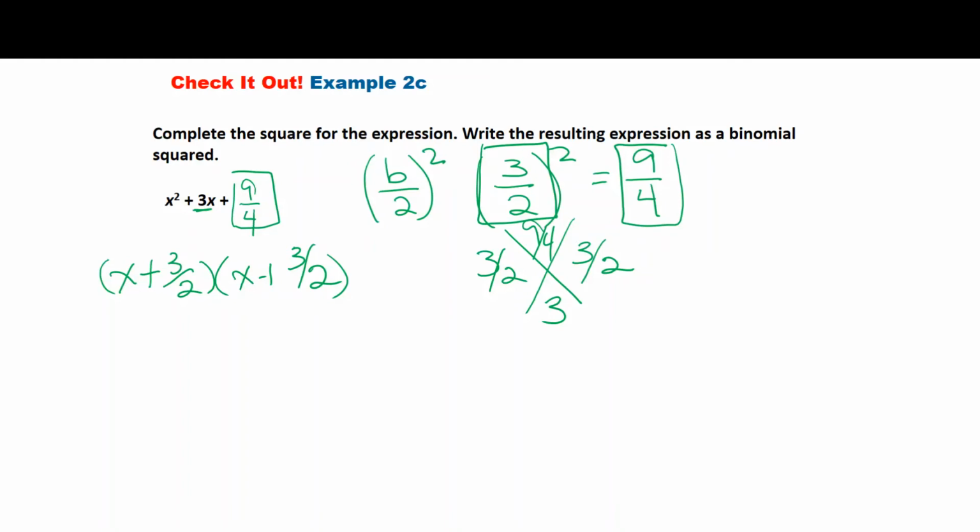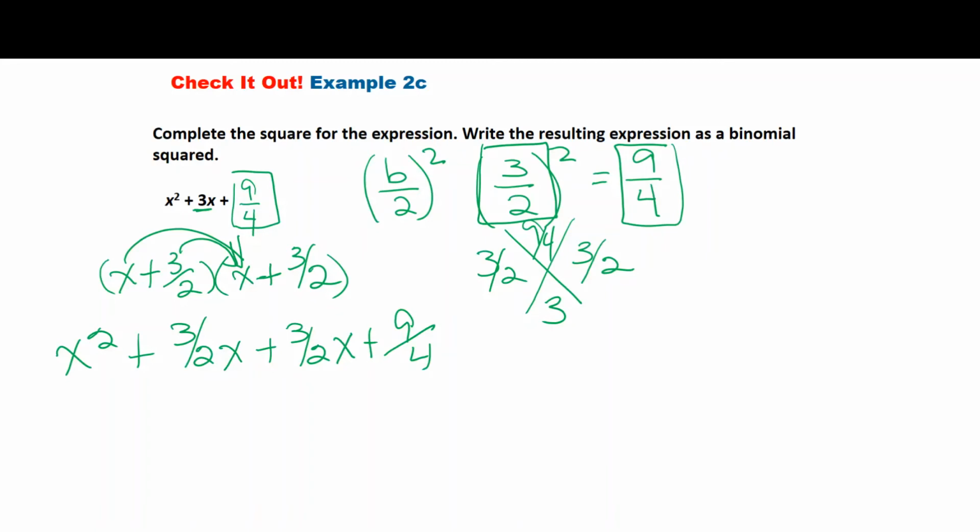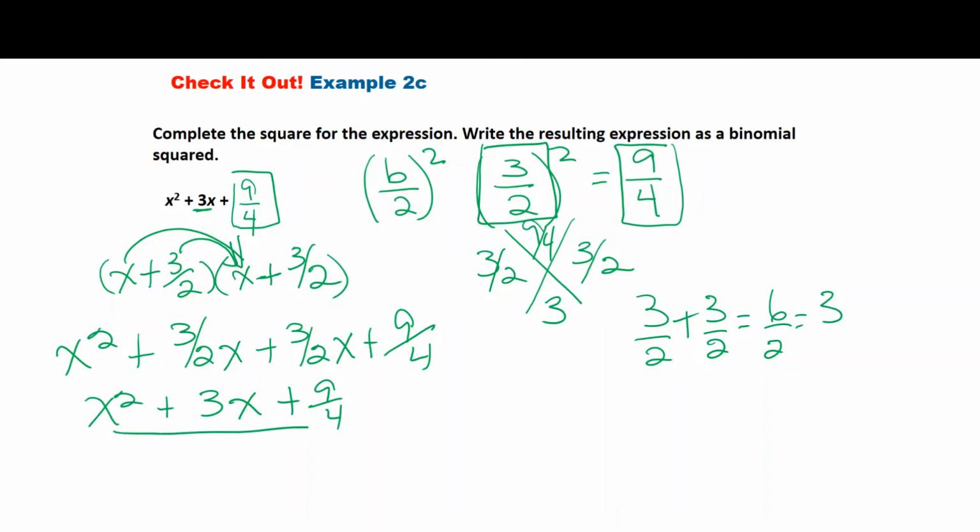All right, and just to FOIL it to make sure that we got it right, x times x is x squared, plus 3 over 2x, plus another 3 over 2x, plus 3 times 3 is 9 over 4. 2 times 2 is 4. Okay, so 3 over 2 plus 3 over 2 equals 6 over 2, which equals 3. So we're going to say x squared plus 3x plus 9 over 4. And that's the same as my original equation, so I know I did it right. So my answer is going to be x plus 3 over 2 squared.